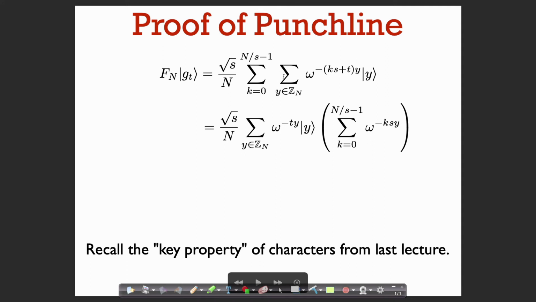Now I'm going to interchange these sums. I'm going to move the sum over k inside and move the sum over y to the outside. Now I can pull this term out, because it does not depend on k. Omega to the minus (ks plus t) times y is omega to the minus ksy times omega to the minus ty. So the omega to the minus ty ket y term doesn't depend on k, and that's what I'm pulling out here. The coefficient on ket y is further multiplied by this sum: sum from k equals 0 to n divided by s minus 1, of omega to the minus ksy.